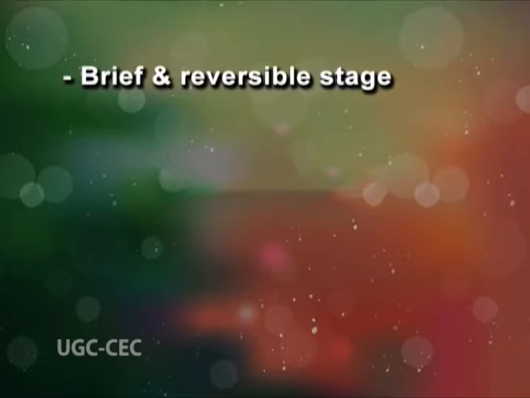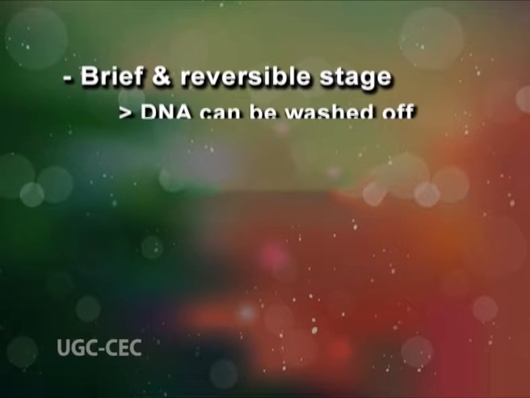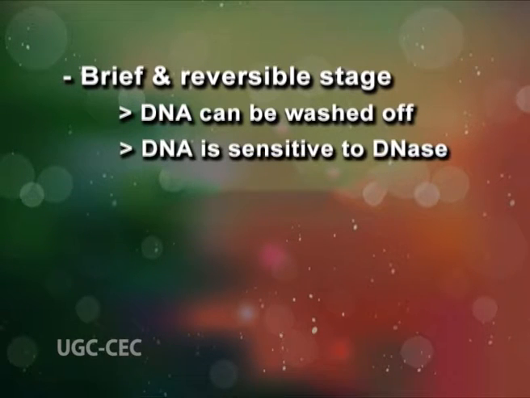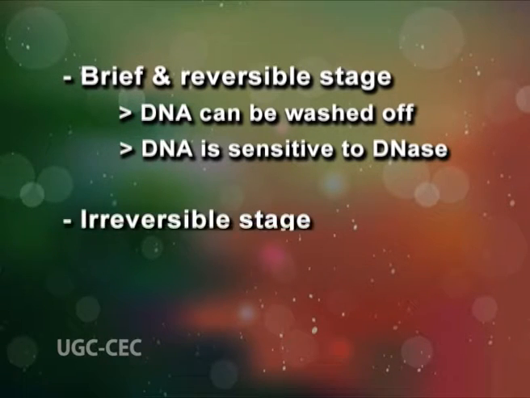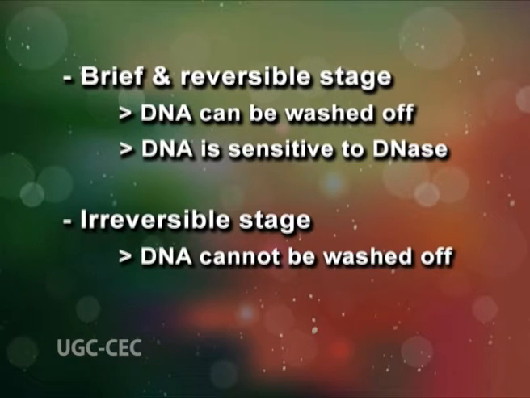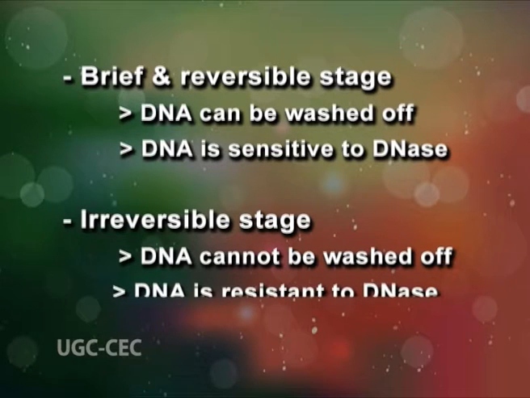The experiments have indicated that there are 2 stages of interaction of DNA with the competent cells. The first is a brief and reversible binding stage, in which the DNA can be washed from the cells and is completely sensitive to DNA degradation. The second stage is an irreversible stage, where the DNA cannot be washed off from the cells and is also resistant to DNase.